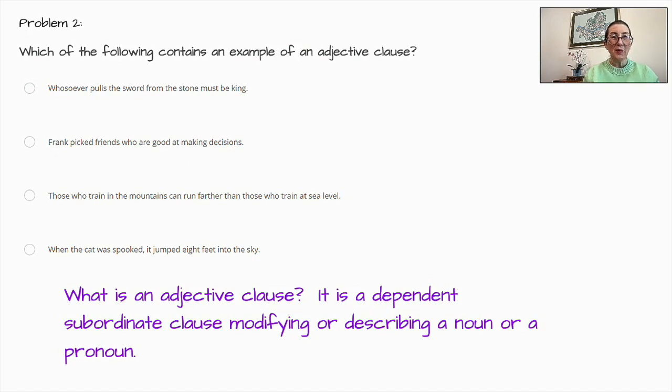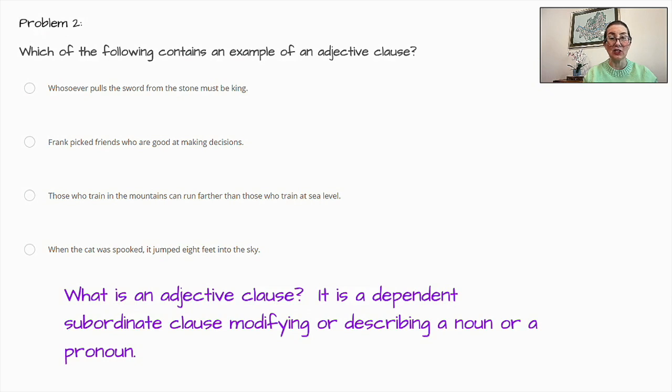Problem number 2. Which of the following contains an example of an adjective clause? Whosoever pulls the sword from the stone must be king. Frank picked friends who are good at making decisions. Those who train in the mountains can run farther than those who train at sea level. Or, when the cat was spooked, it jumped 8 feet into the sky.